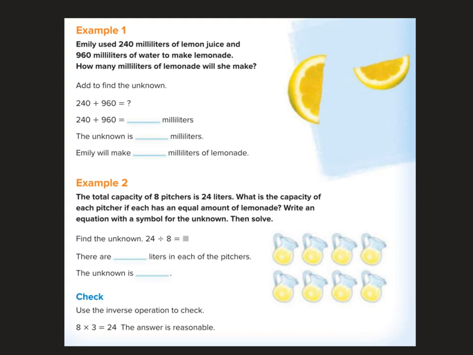Emily used 240 milliliters of lemon juice and 960 milliliters of water to make lemonade. How many milliliters of lemonade will she make? So really we have to add these two, right? 240 plus 960. We better do this properly. Here we go.